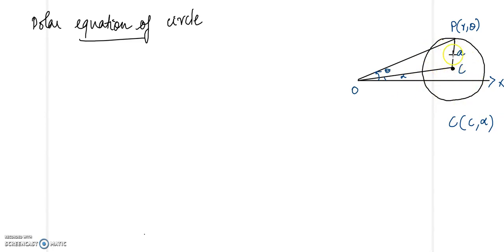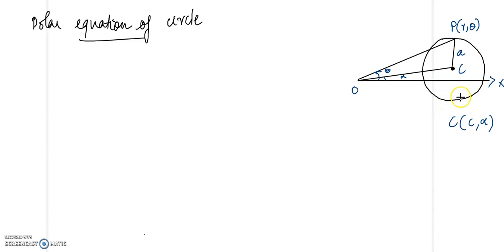Now the radius of the circle is a, and P of r theta is any point on the circle. So r and theta vary along this circle. From the origin to this point P, this radial distance is denoted by r, and the angle of inclination is denoted by theta. Now we need to find the locus of all points r theta such that it is at a distance a from the point C. So that will basically give us the equation of the circle.